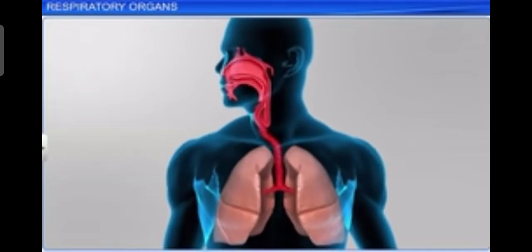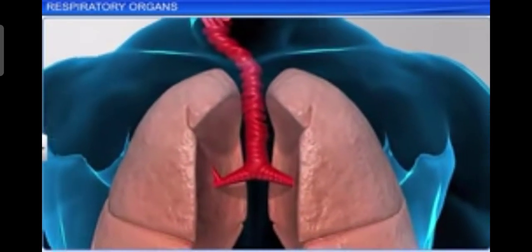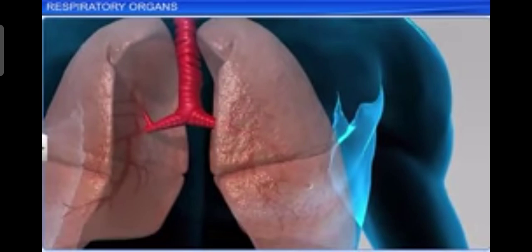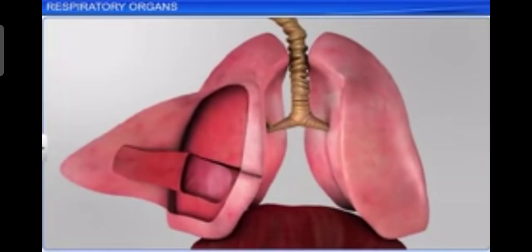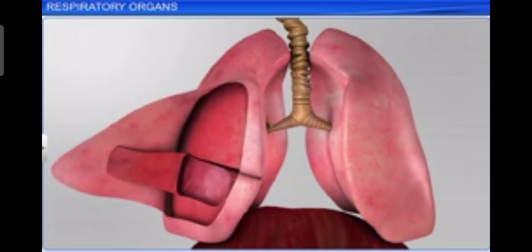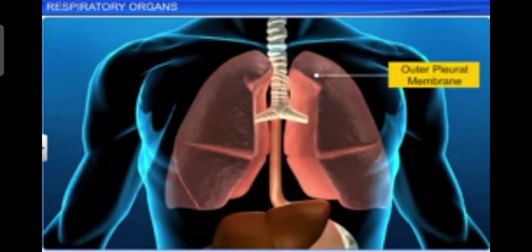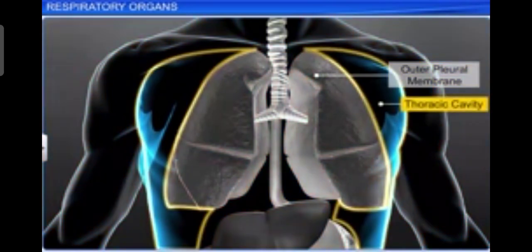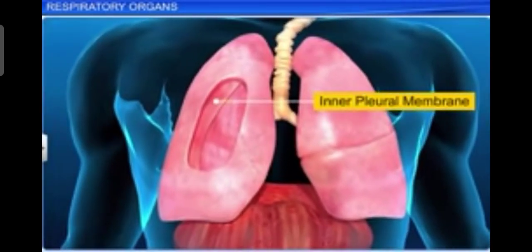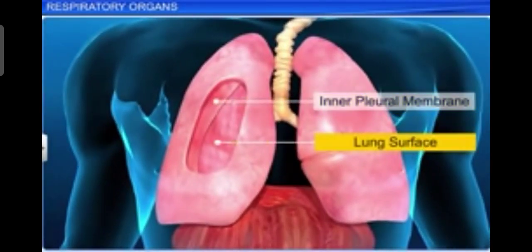This is the structure of the lungs. You can see two lungs, covered by a double-layered pleura with pleural fluid between the layers. It reduces friction on the lung surface. The outer pleural membrane is in close contact with the thoracic lining, whereas the inner pleural membrane is in contact with the lung surface.